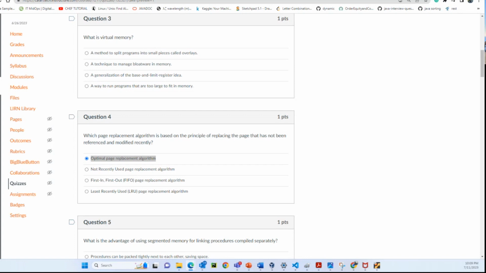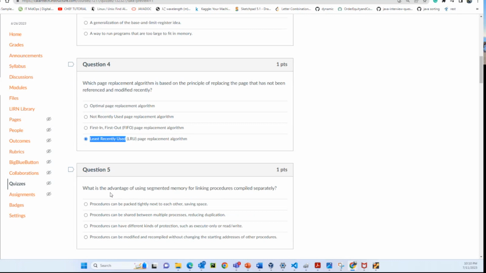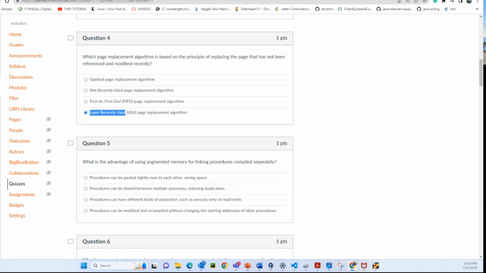The question is based on the principle of replacing the page. So that should be this one, the least recently used LRU page replacement algorithm. You replace the page that has not been referenced or modified recently. That is the least recently used. It's a very famous algorithm, actually. What is the main drawback of the optimal page? So the next question is, what is the advantage of using segmented memory for linking procedures? So we are talking about the segmented memory.